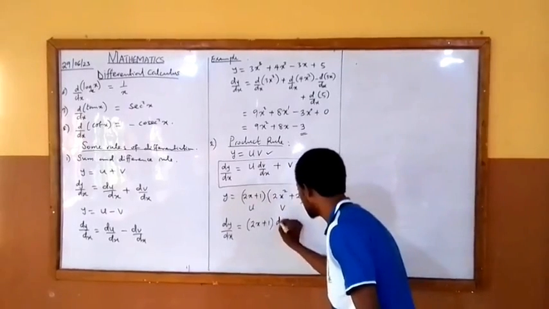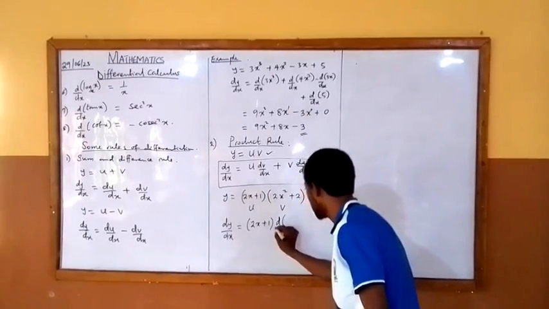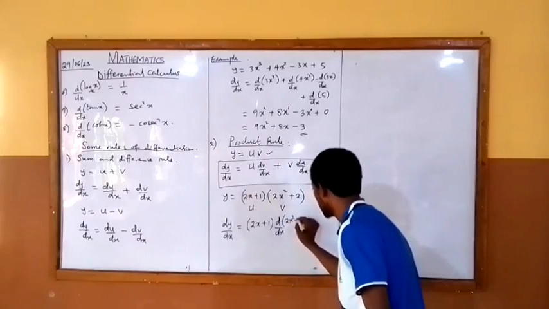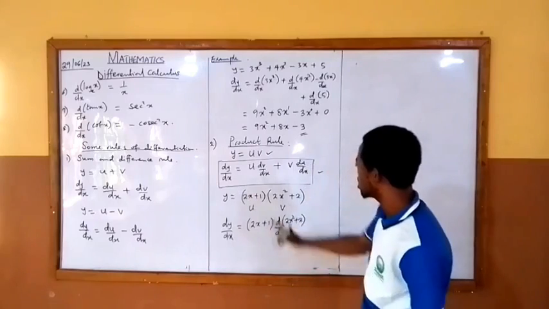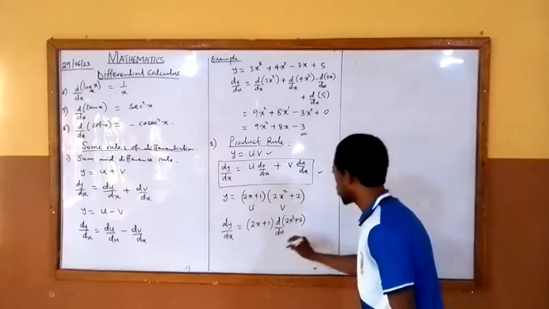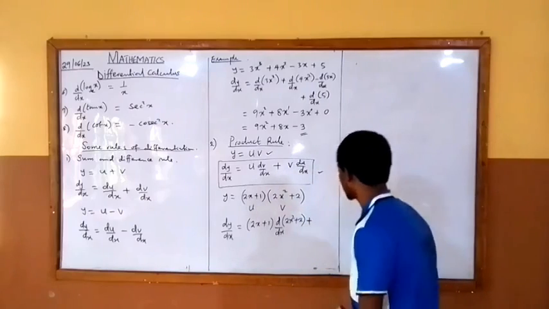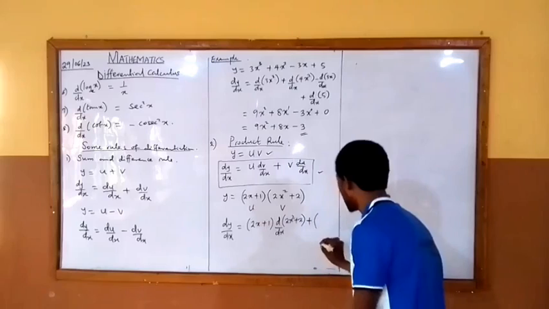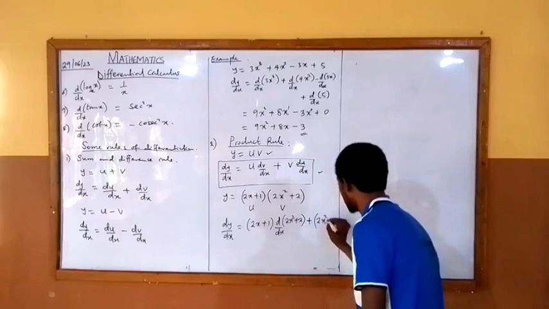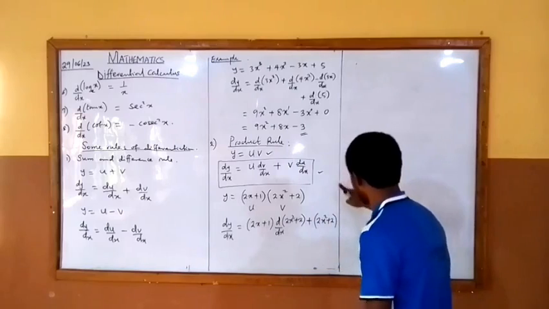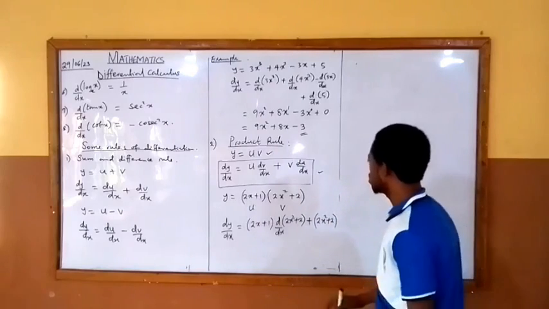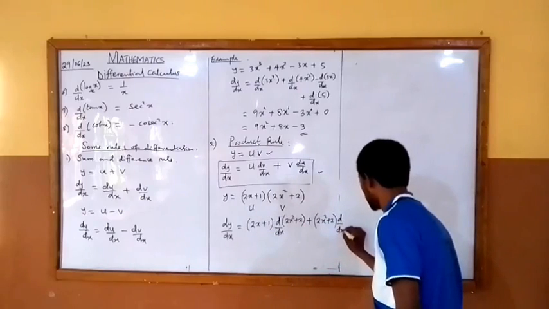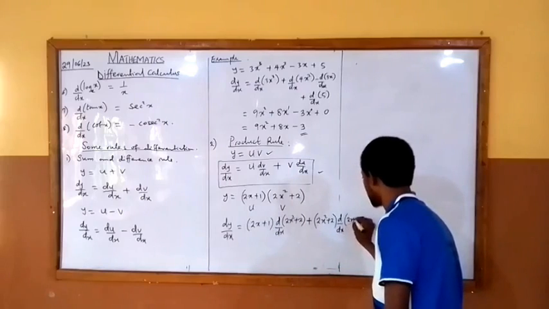So we now have d/dx of our v. That is 2x squared plus 2. So we have written u dv/dx now. Then plus, on the formula we have plus v du/dx. So we write v now. We have our v as 2x squared plus 2. That's our v. Then we write the du/dx. And this is u. That means d/dx of u, and our u is 2x plus 1.